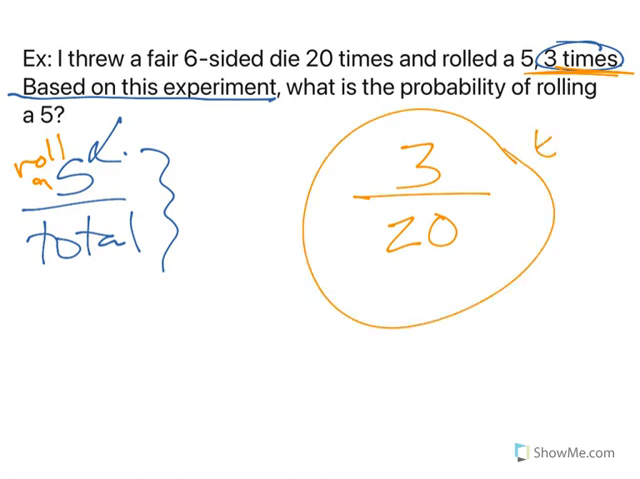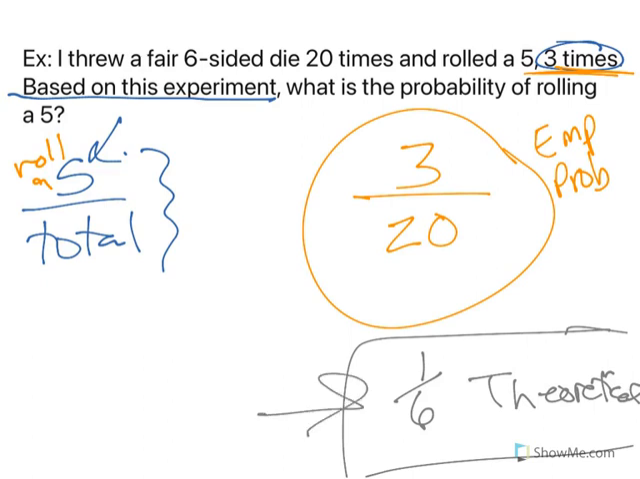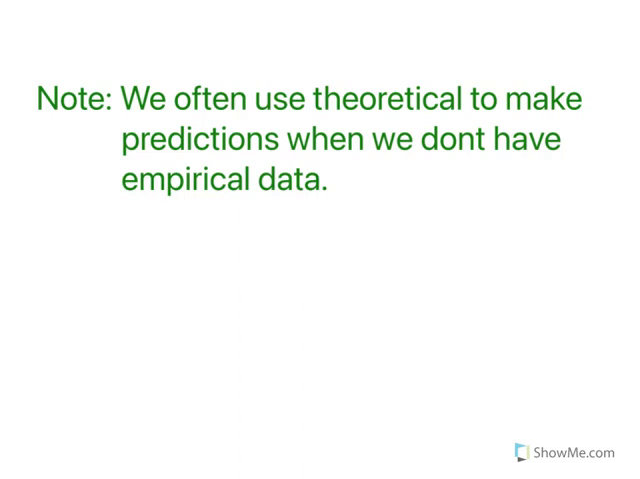So this would be my empirical probability, where we know theoretically rolling a 5 on a six-sided die would be 1 out of 6, right? This is theoretical because there are 6 sides and one of them is a 5. These two fractions are not equivalent because they are based on different things. The bottom one here is based on theoretical, what should happen, but the top is based on data that has actually already happened. Okay, so you kind of have to pay attention to what you're working with. So we often will use theoretical to make predictions when we don't have empirical data.